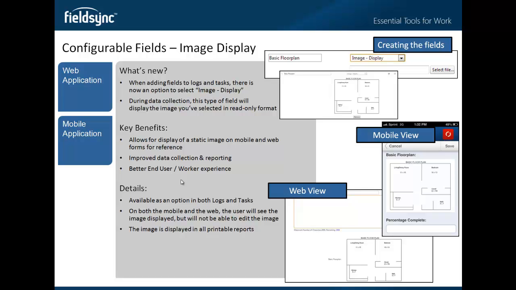So the first of the new configurable fields is the image display. What this allows you to do is display a static image on both the mobile and the web forms for reference. So using this example here, I've gone in and set the image display.